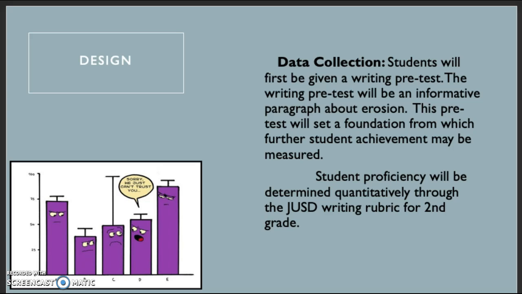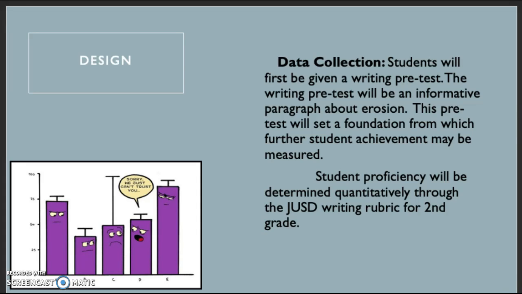The way the data was collected through this research project was the students were first given a writing pretest. This writing pretest was an informative paragraph about the process of erosion. Students gained knowledge to write this topic from an article that came from readworks.com. This pretest set a foundation from which further student achievement could be measured.